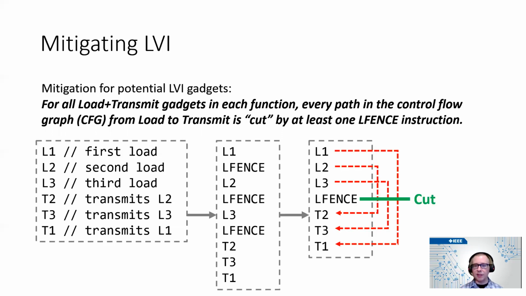So we can visualize this as a kind of graph problem with edges or arrows drawn from each load to each corresponding transmitter. And ideally, we would like to insert the minimum number of LFENCEs that suffices to cut all of the edges. And it turns out that it's pretty easy to write an efficient algorithm to optimally insert LFENCEs into straight line code. But of course, real functions often have complex control flow with conditional branches and loops, and computing a minimal LFENCE insertion quickly becomes very non-trivial.